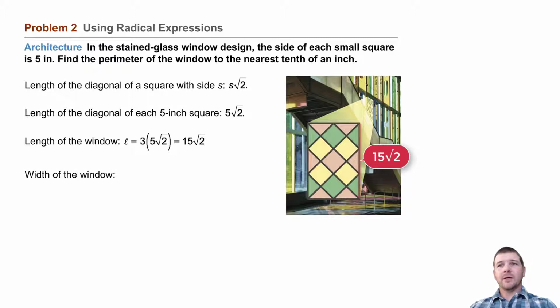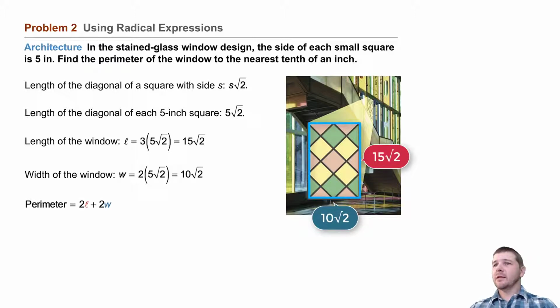The width of the window, note we have 2 half squares, or isosceles triangles, along the width, and so it will be 2 times 5 times the square root of 2, and that's 10 times the square root of 2, to represent width, or in this case our variable w.